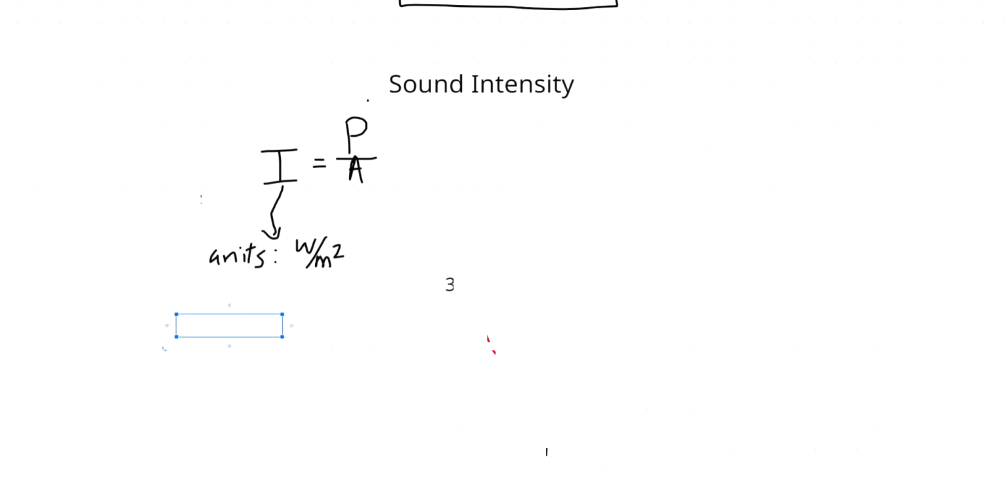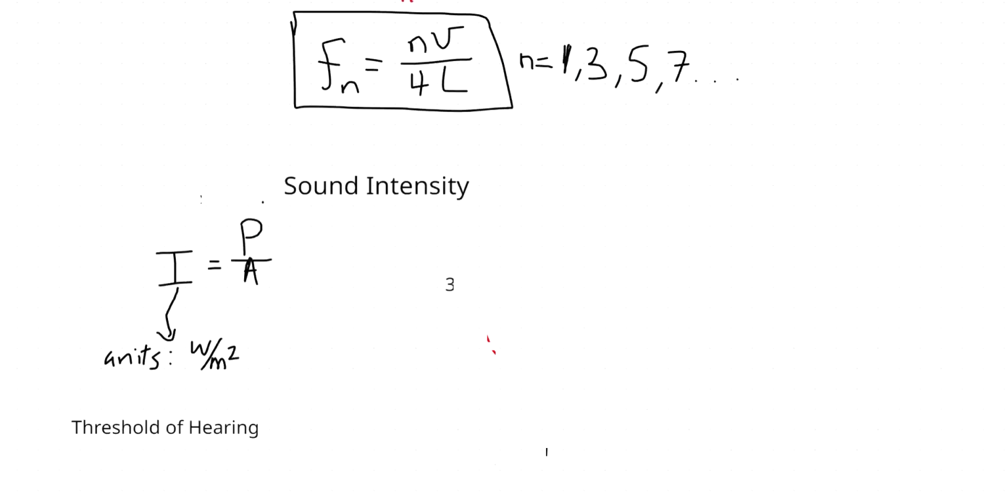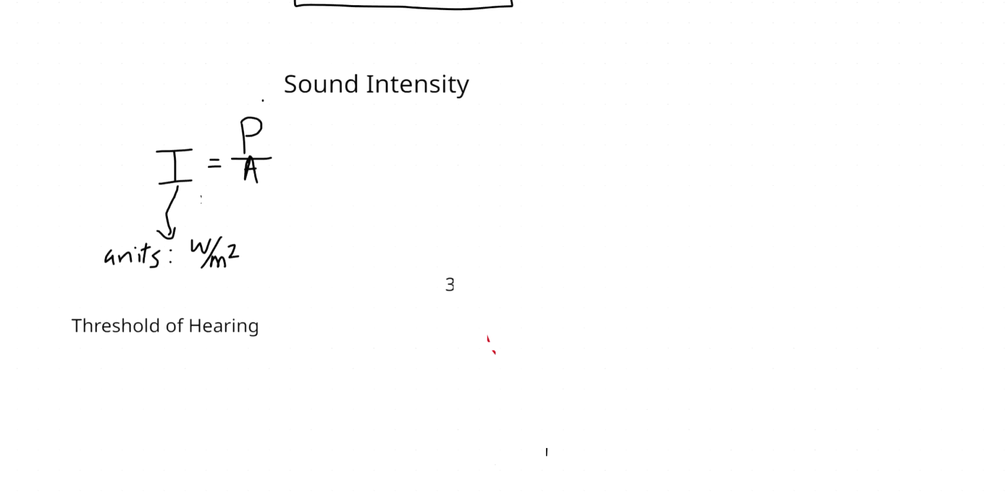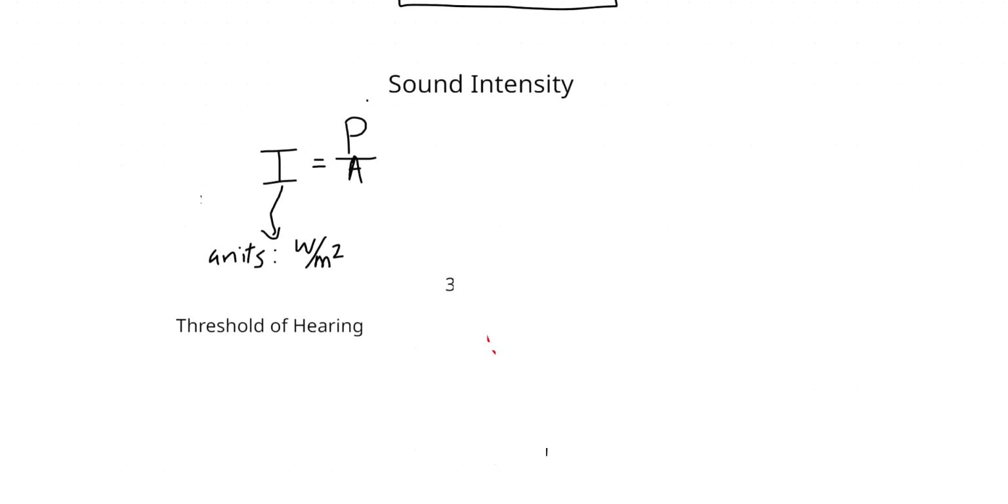The threshold of pain is another one that's going to be listed on your formula sheet. You don't need it for any calculations. It's just an upper limit where, higher than that intensity, you're going to start physically hurting when you hear that sound. The threshold of hearing is the one that is important. That is the one that you're going to see show up.